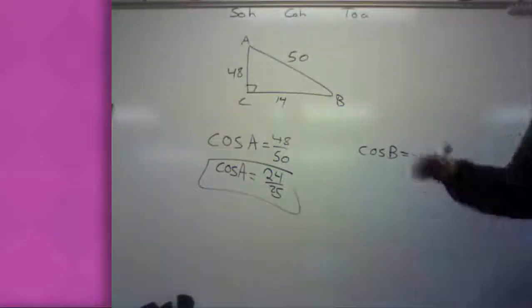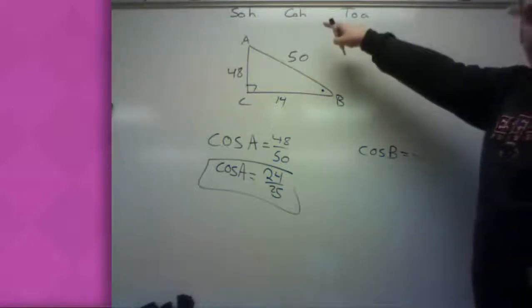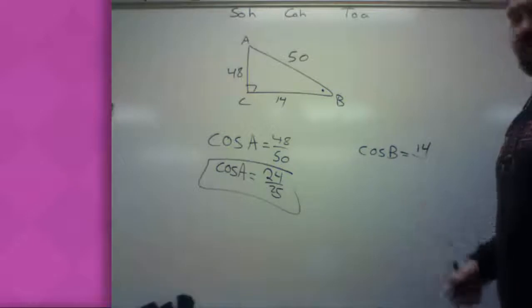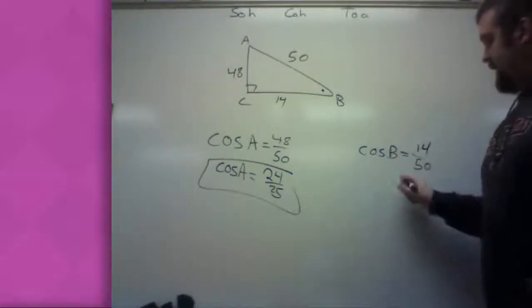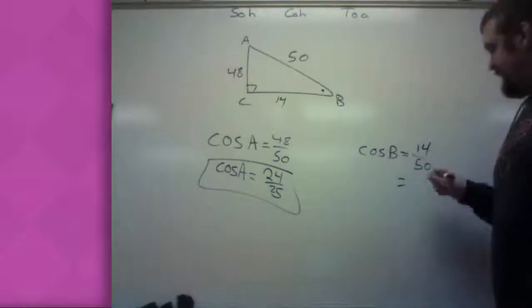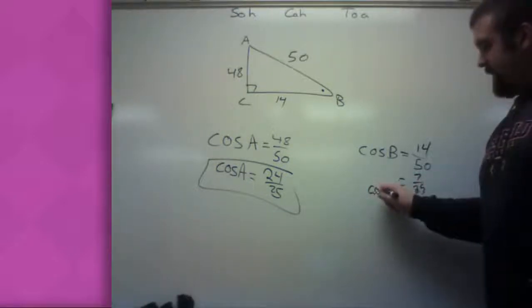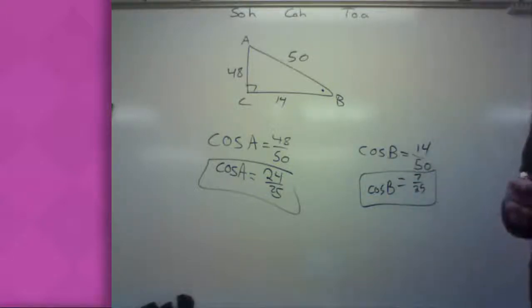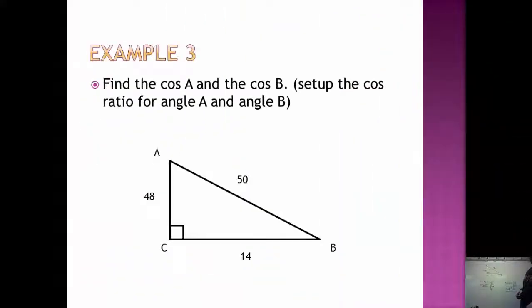Alright, part 1 done. Cosine of B. So make a mark at B. The adjacent leg, because CAH is adjacent over hypotenuse, the adjacent leg is 14, so put 14 here. Hypotenuse is still 50, that hasn't changed, so put 50 here. Are they both even? Yeah, so divide top and bottom by 2, I get 7 to 25. I don't believe you can reduce that any further, so cosine of B is 7 to 25. Not horribly scary, but could be a little bit challenging.